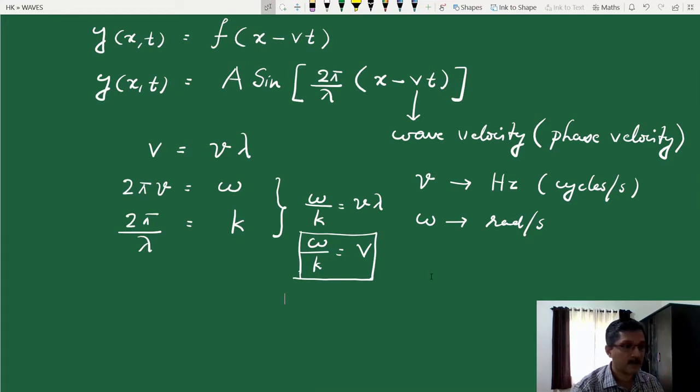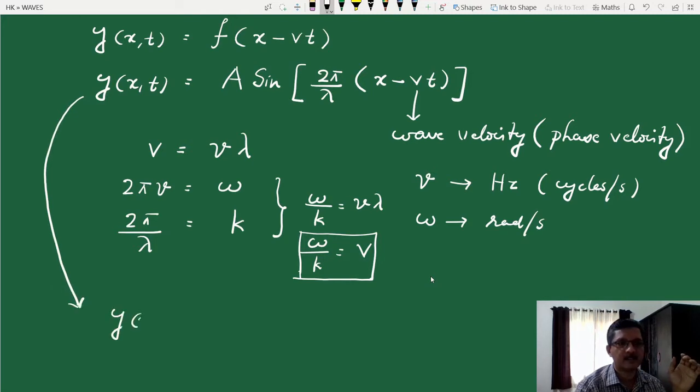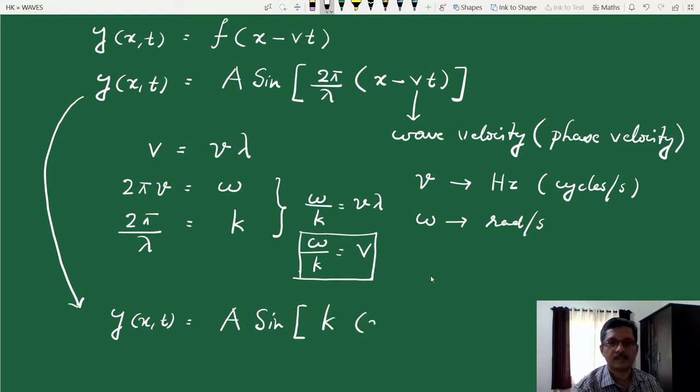These results will be useful when you do the calculations. Now, the expression for progressive wave, this formula we can rewrite and write in many different ways. Let us consider a few ways of writing this equation for progressive wave. Instead of 2 pi by lambda, if we substitute k, we can write this as a sine k into x minus vt. This is one way of writing.